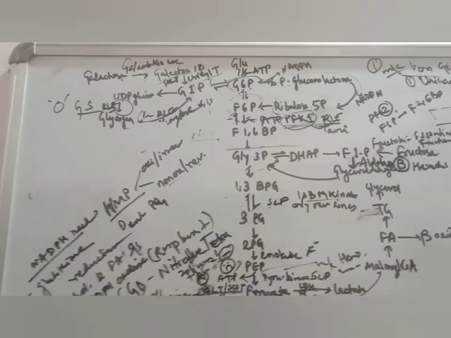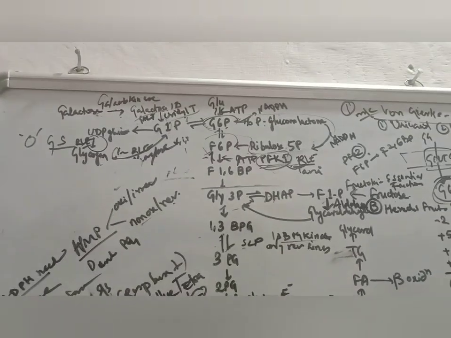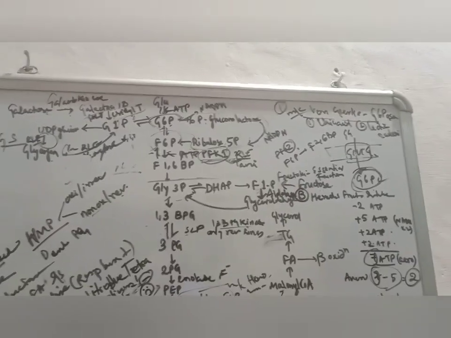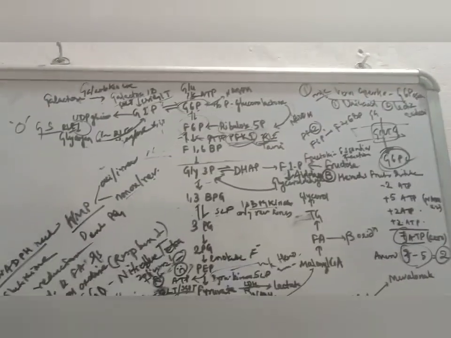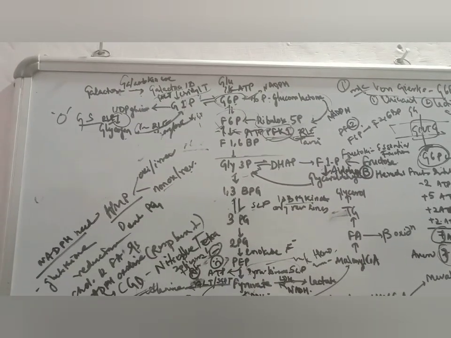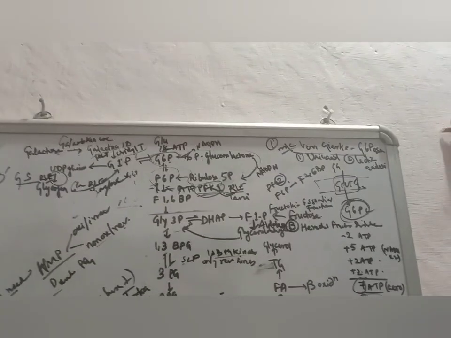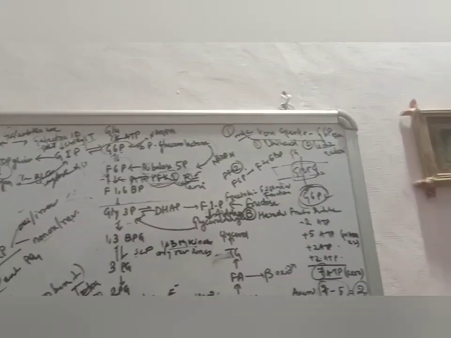So what are the features? In essential fructosuria, there is nothing. Fructose will come out in the urine, no problem. But other than that, nothing. But in this case, aldolase B defect, that is hereditary fructose intolerance, you will have severe refractory hypoglycemia, and you will have hepatomegaly and jaundice.